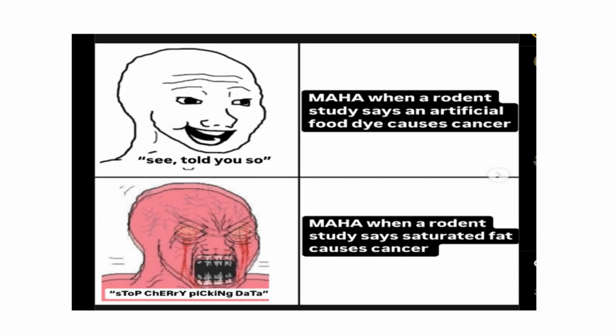But one of the people that I follow really disappointed me. Just going back to it seems like people have a problem with this. He made a post of a couple memes, and it says, MAHA, which is Make America Healthy Again. And that's the RFK Jr. version of MAGA. MAHA, when a rodent study says an artificial food dye causes cancer. And it shows someone smiling saying, see, I told you. And then underneath of that, it says MAHA, when a rodent study says saturated fat causes cancer. And it shows someone really angry and he's red. It says, stop cherry picking data.